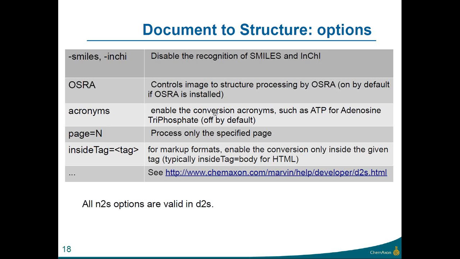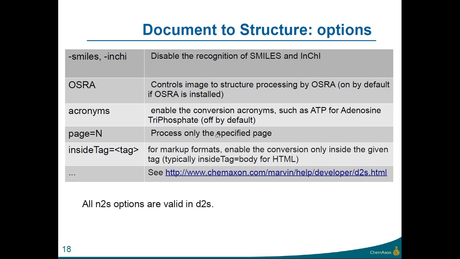Acronyms is an option that will enable the conversion of acronyms such as ATP, which is adenosine triphosphate. The reason it's not on by default is because, well, you can imagine that depending on the kind of documents that you process, you might have lots of false conversions that are actually not chemicals. So it could be disturbing. And so by default it's off, but you can turn it on if it's useful for you, or you can do your own post-processing. There are options to control which pages to process if you have long documents.